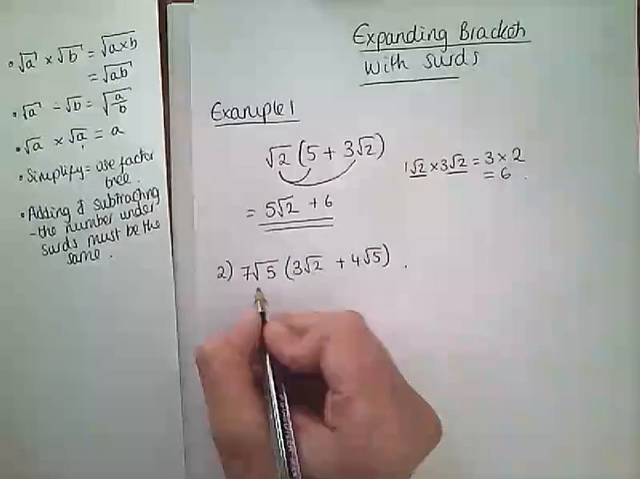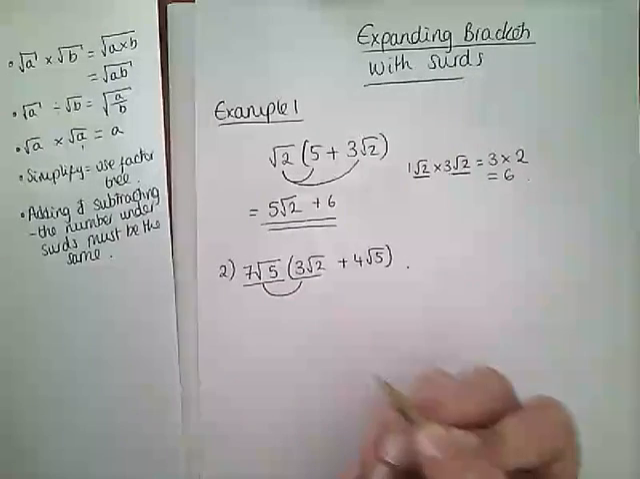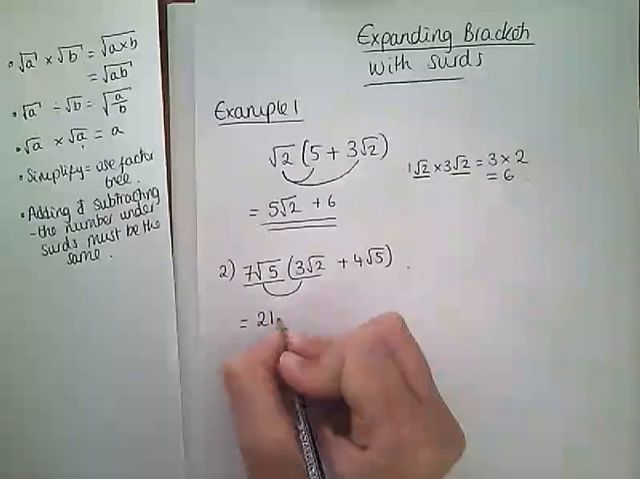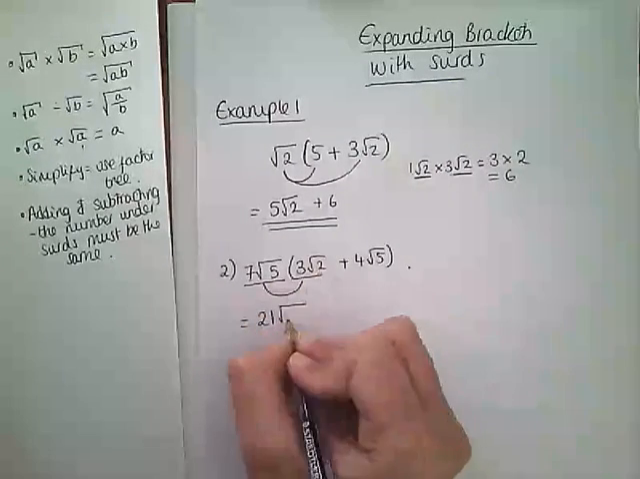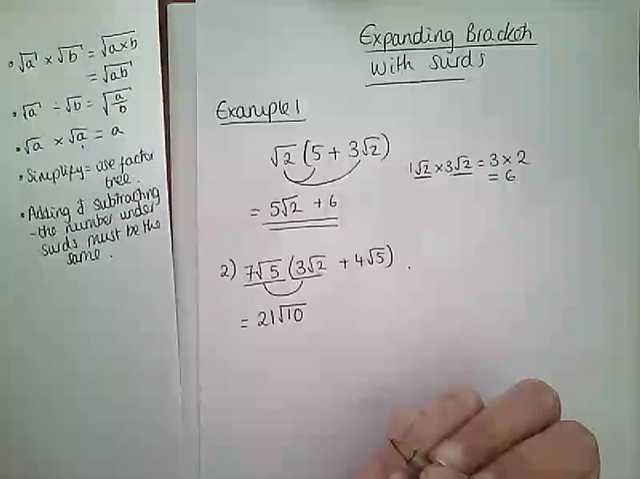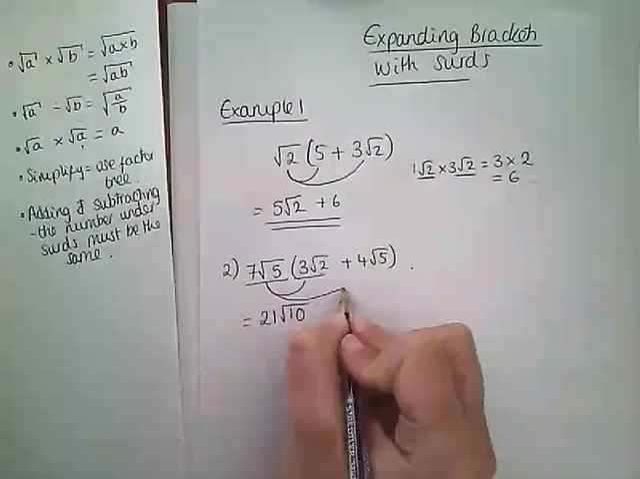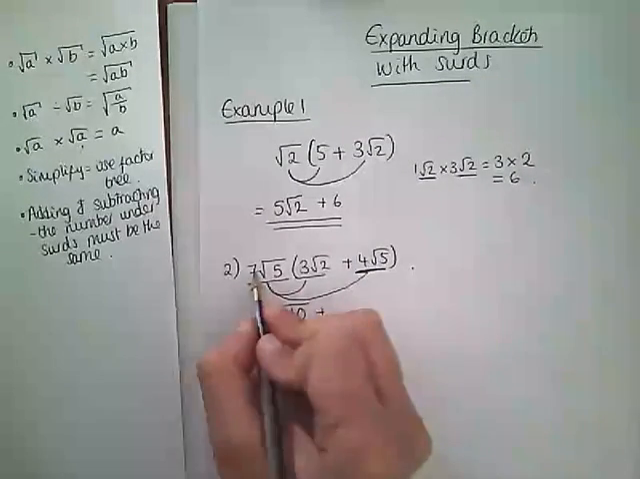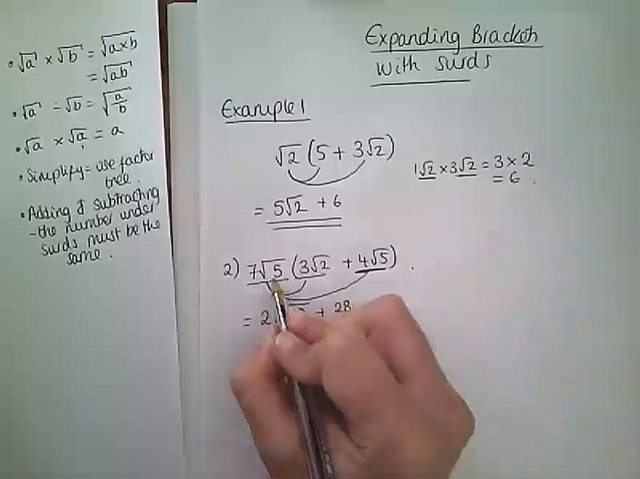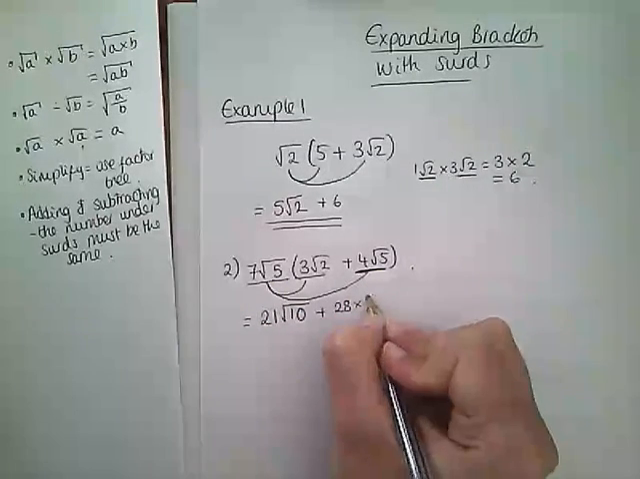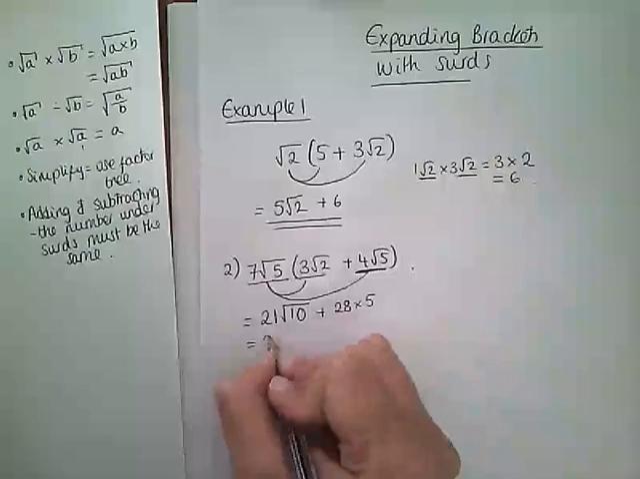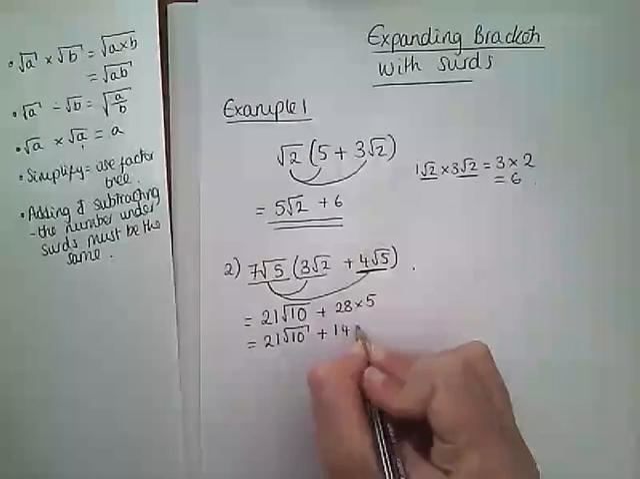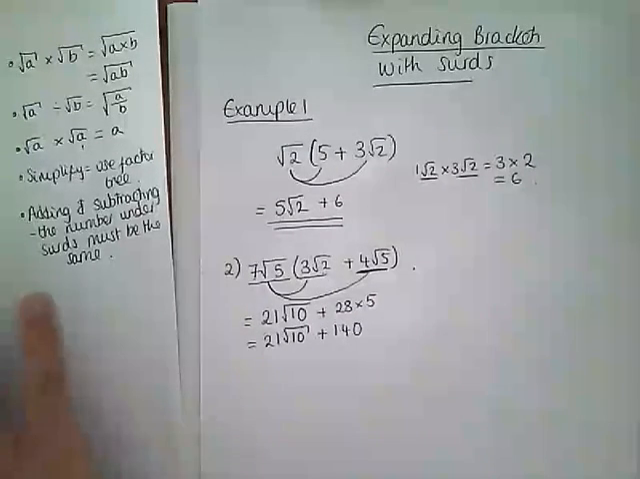Okay, so we're doing 7 root 5 times 3 root 2. Do your numbers first. 7 times 3 is 21. Root 5 times root 2 is root 10. So it's 21 root 10. Again, we've got 7 root 5 times 4 root 5. Numbers first. 7 times 4 is 28. Root 5 times root 5 is 5. So then we have 21 root 10 plus 28 times 5, which I'm hoping is 140. Let's check. Yes, it is 140.